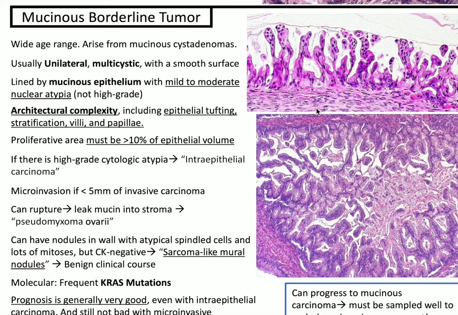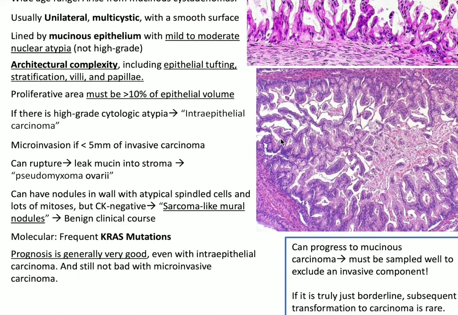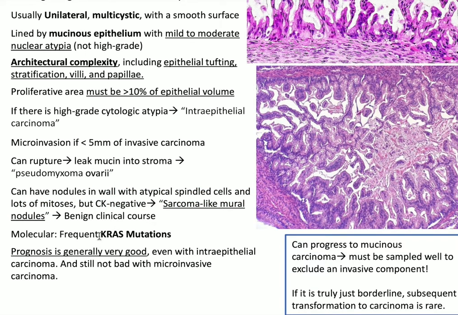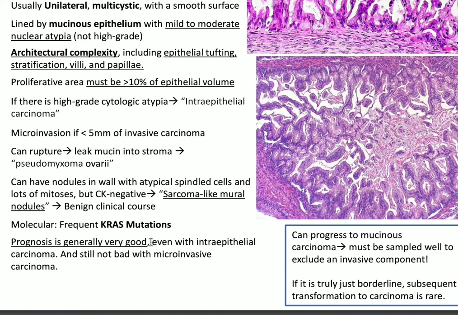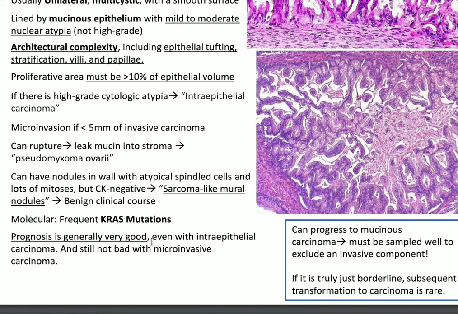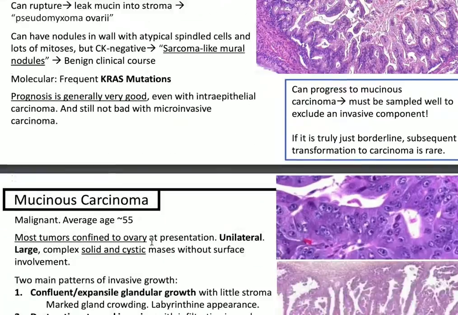And it can rupture, leak mucin into the stroma, and then you get pseudomyxoma ovarii. And you can have nodules in the wall with atypical spindle cells and lots of mitoses, but CK negative, that's sarcoma-like mural nodules. And it's important to note because it can look scary, but it's a benign clinical course. And also, like your mucinous cystadenoma, it's driven frequently by KRAS mutations. Prognosis is generally very good, even with intraepithelial carcinoma, and still not bad with microinvasive carcinoma. It can progress to mucinous carcinoma, and thus must be sampled well to exclude an invasive component. If it is truly just borderline, subsequent transformation to carcinoma is rare.